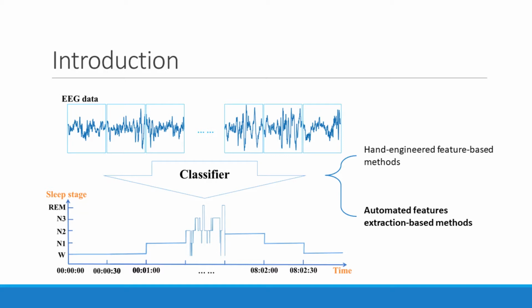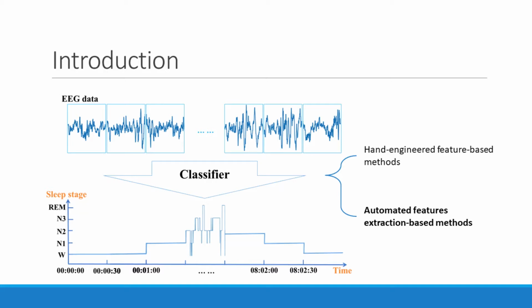The sleep stages include wake, rapid eye movement, and non-rapid eye movement. Rapid eye movement and non-rapid eye movement are also called REM and non-REM. Non-REM is considered as deep sleep, which is further divided into three stages, N1, N2, and N3.